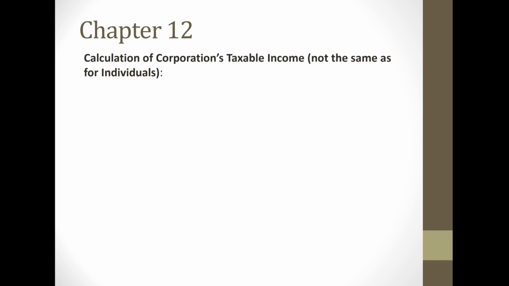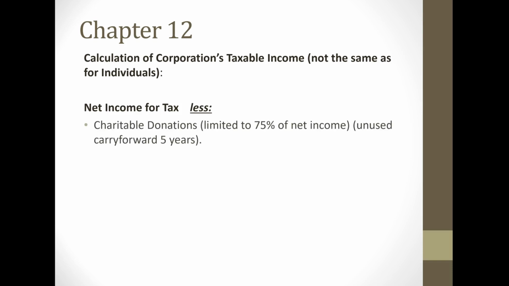Now moving on to the next slide, how do we calculate taxable income? Well, once again, we take our net income for tax and we get to make certain deductions. The first one we're going to talk about is charitable donations. Now remember, we said we had to add those back when we calculate net income for tax purposes.